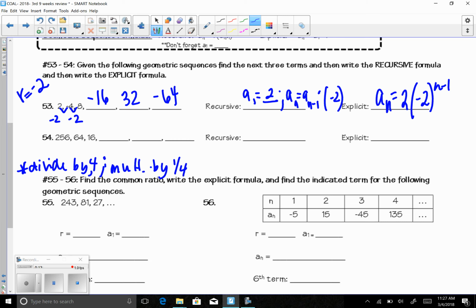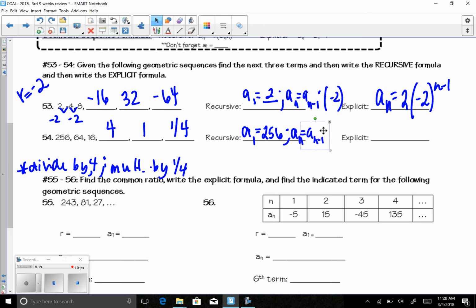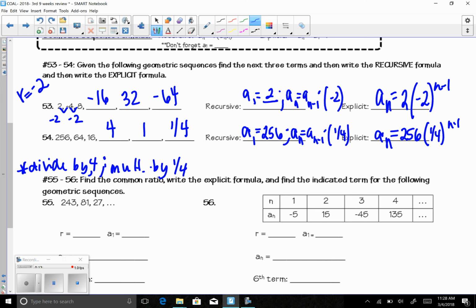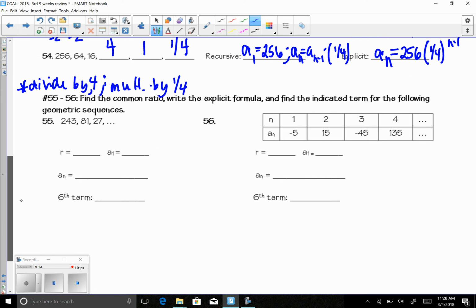And remember, we write everything in terms of multiplying. So you don't want to put a 4 for your r because that implies that you're multiplying by 4. But what you're really doing is dividing by 4, which is multiplying by 1 over 4. So if you kept going, you would get 4, 1, and 1/4. a_1 equals 256. a_n is a sub n minus 1 times 1 over 4. And the explicit formula is a sub n equals 256 times 1 over 4 to the n minus 1 power.